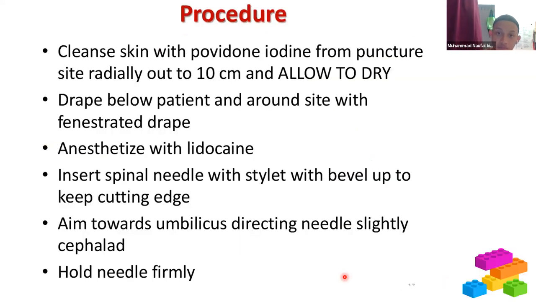Okay, next. So first, the procedure: we have to cleanse the skin with povidone iodine from the puncture site radially out to 10 cm, and then allow it to dry. Then we drape below the patient and around the site with a fenestrated drape, and then we anesthetize with lidocaine. After that, we insert the spinal needle with stylet with bevel up to keep the cutting edge, and aim towards the umbilicus, directing the needle slightly cephalic. And then hold the needle firmly.